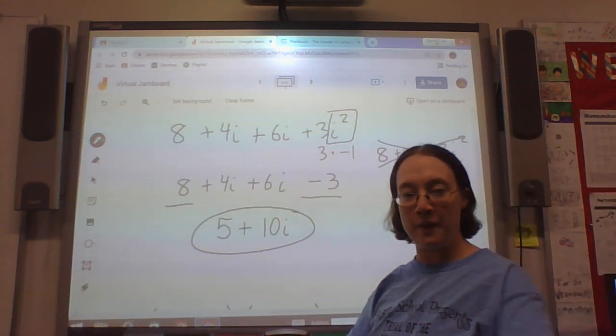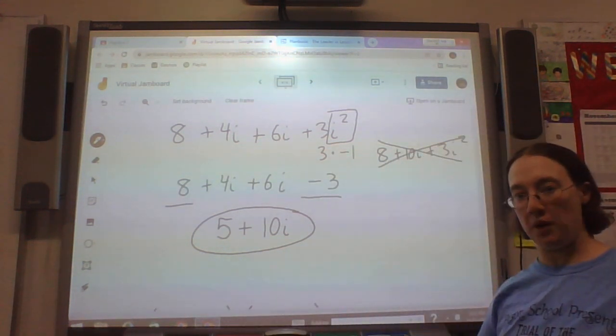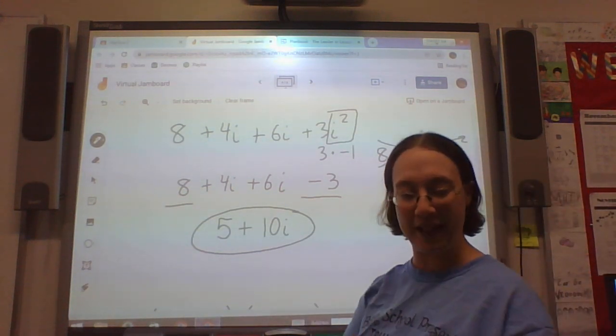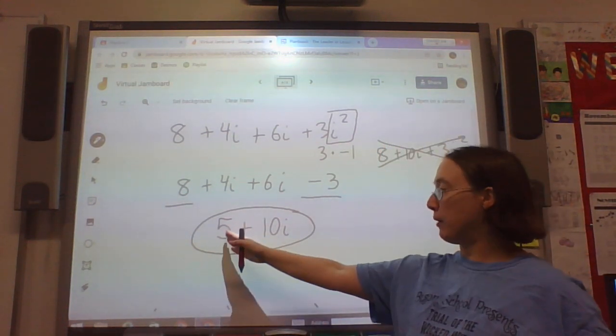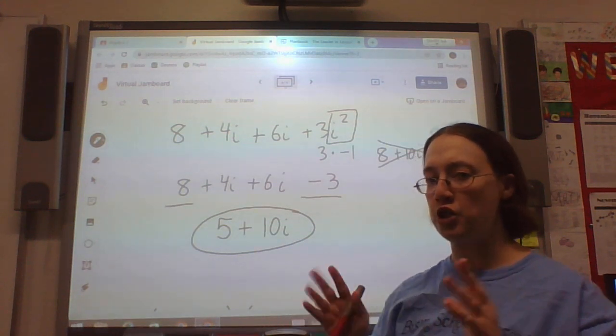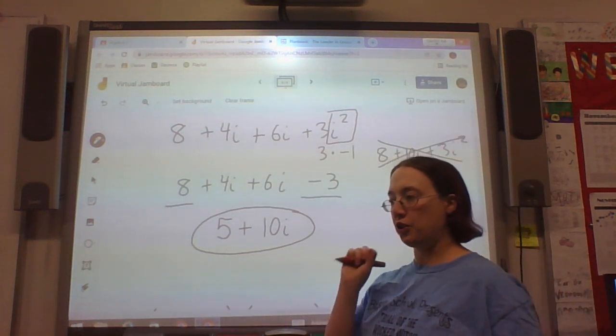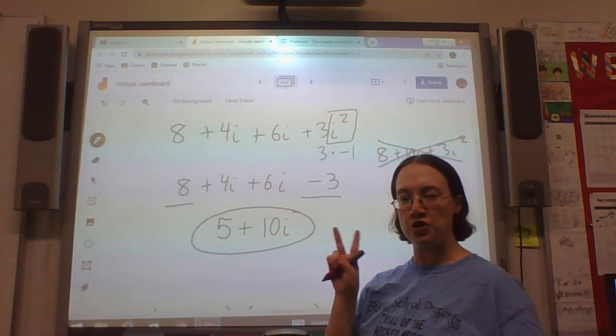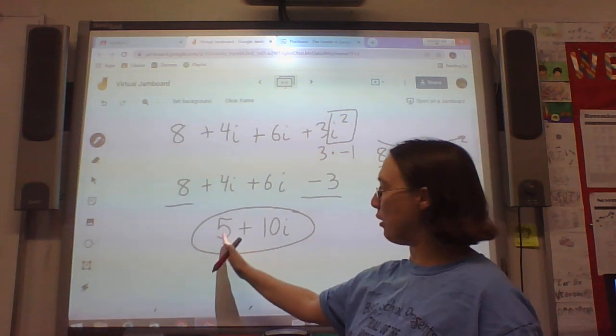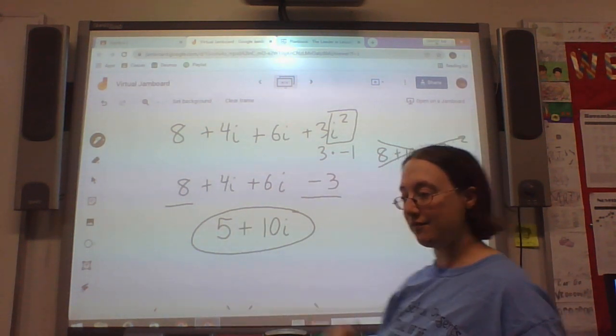So if we have an i squared, that needs to get turned back into a negative 1, because we want to make this as simple as we can. So we're going to end up with a real part, we're going to end up with an imaginary part, and we shouldn't have any other parts. So your things at the end should have at most two terms. So we should have a real part and an imaginary part.